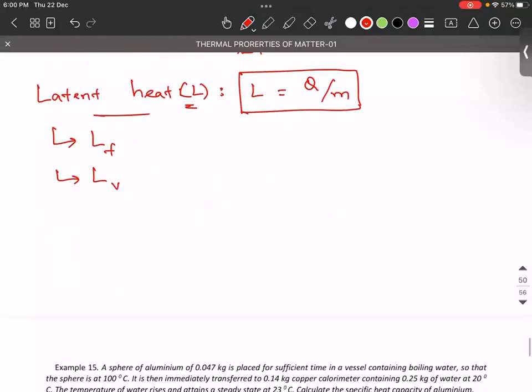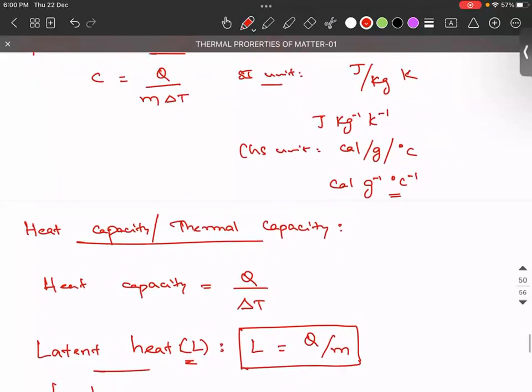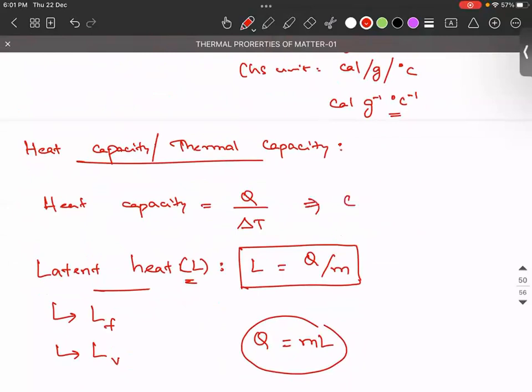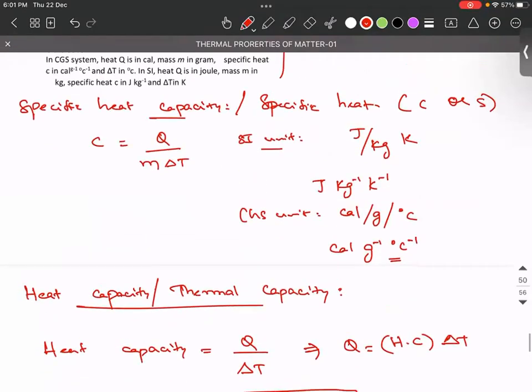So how will you write it? Q will be equal to M into L. If I rewrite the equation, the amount of heat is equal to M into L. M is the mass of the substance, L is going to be the latent heat. Then what about heat capacity? Q will be equal to heat capacity into delta T. What about the specific heat capacity? Q will be equal to M into C into delta T, where C is going to be the specific heat capacity. I just rearranged the equation. So when you rearrange it, these are the values of heat that you'll be using in solving problems based on calorimetry. Did you get a problem based on this?